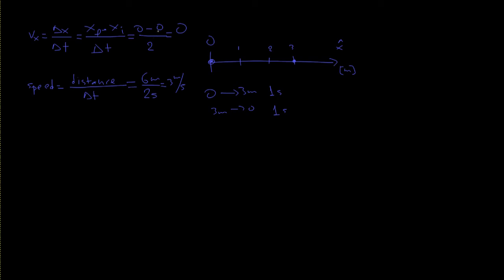So you can see a big difference here. The velocity ended up being 0, but the speed is not 0. This illustrates the difference, sometimes the crucial difference between velocity and speed. For velocity we need a displacement, the initial and the final position, whereas for speed we only need a distance.